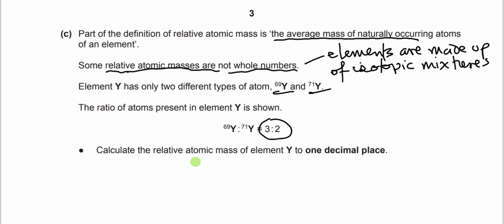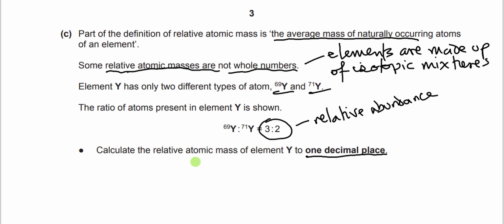Fine. So the ratio of atoms present in element Y is shown, Y69 and Y71 as well. Now this ratio can also be called the relative abundance of each isotope, right? Which is the proportion of each isotope present in a given sample of the element, right? At any point in time. So now from here, we are told to calculate the relative atomic mass of element Y to one decimal place. We must follow the instruction to the letter.